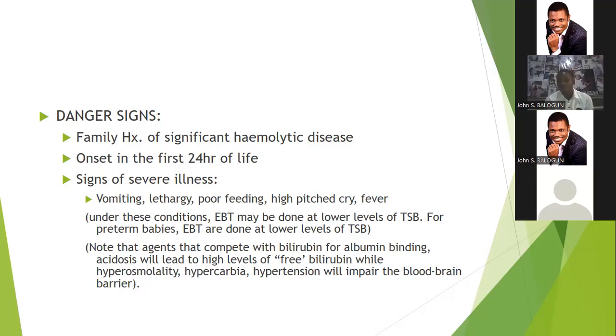I hope I've talked about all of this earlier, so please take note of this. Hyperosmolarity, hypercarbia, hypertension all affect the blood-brain barrier, and they allow easy passage of the toxic unconjugated bilirubin to damage the brain. While things like acidosis, low albumin level, or agents that compete for the bilirubin binding site on albumin make bilirubin free in the plasma, and it is the free bilirubin that is toxic to the brain. I hope that is clear.